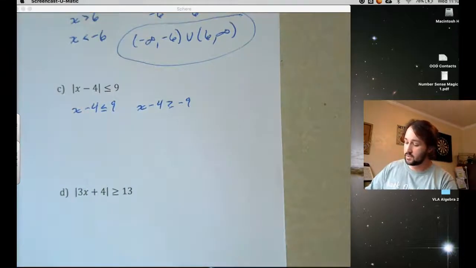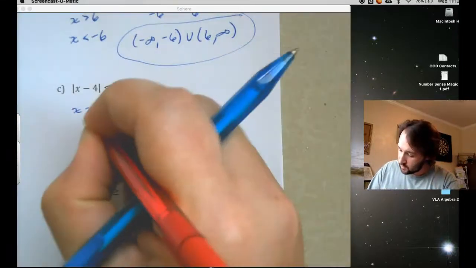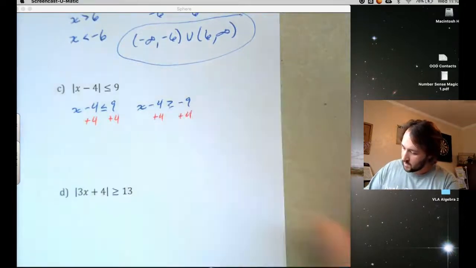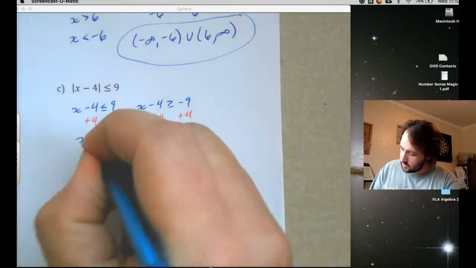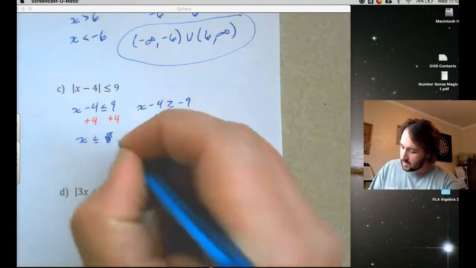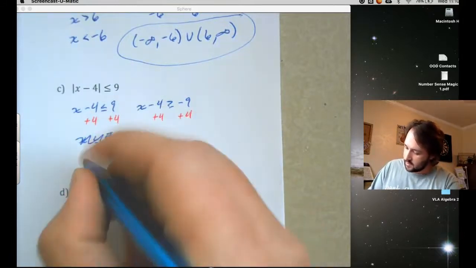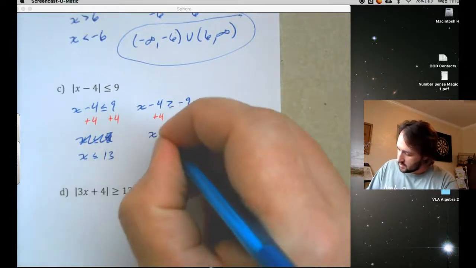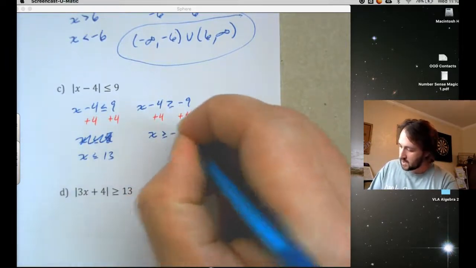And then I'm going to solve both of these equations. So plus 4, plus 4, plus 4, plus 4. So x is less than or equal to, that is not right. Less than or equal to 13, and x is greater than or equal to negative 5.